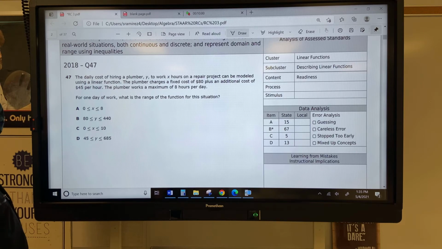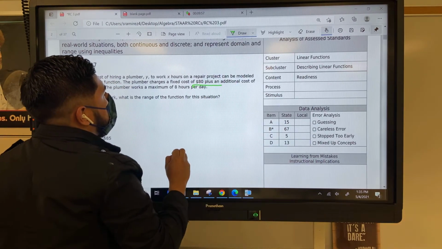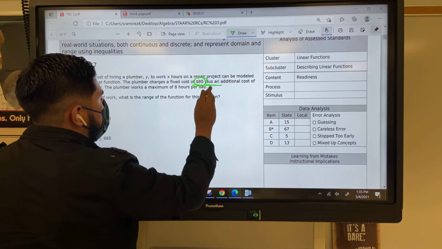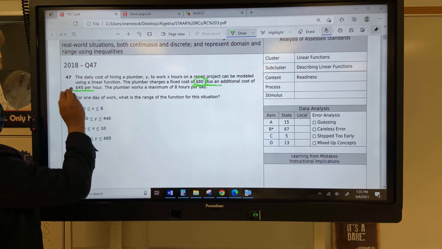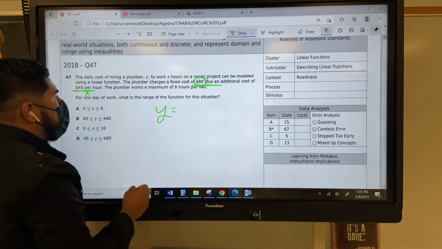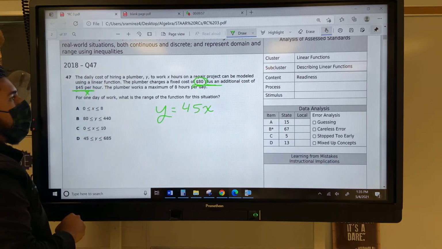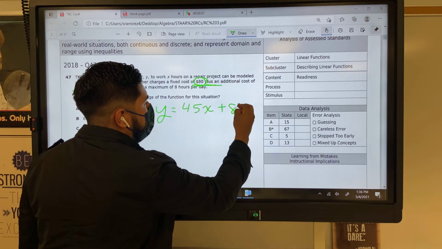The daily cost of hiring a plumber Y to work X hours on a repair project can be modeled using a linear function. The plumber charges a fixed cost of $80 plus an additional cost of $45 per hour. Key things right there. That per is the keyword X. Let's write that equation. Y equals 45X because they're charging you every hour $45 plus a one-time fee of $80.